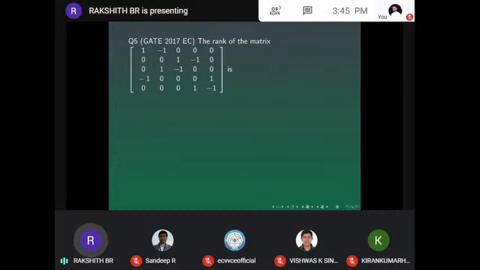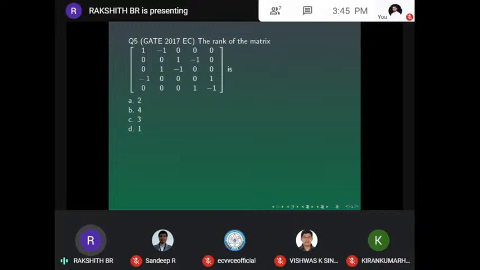Again, in this case, you are asked to find the rank of the matrix with rows 1, -1, 0, 0, and so on. Here you need to write down the echelon form. Of course, there are other methods which depend upon the eigenvalues, but here you can easily write down the echelon form. It's not difficult. If you want to know the rank of this matrix, you just need to write down its echelon form.